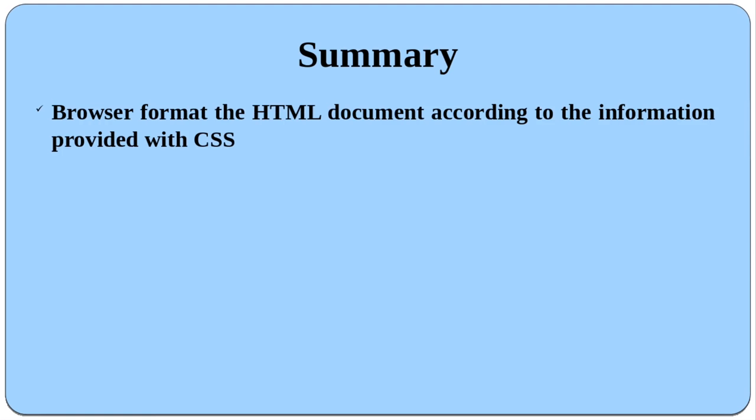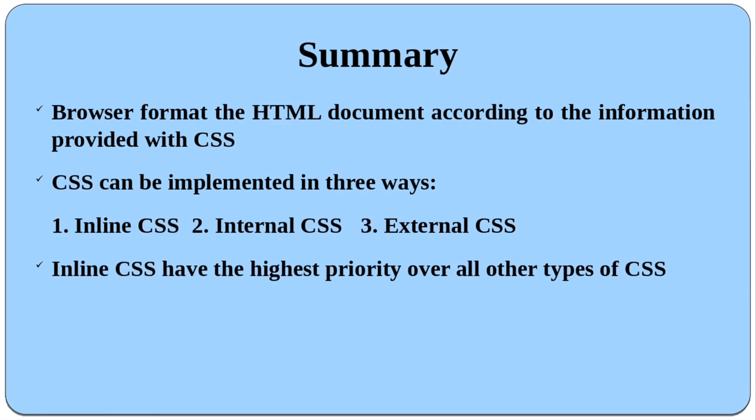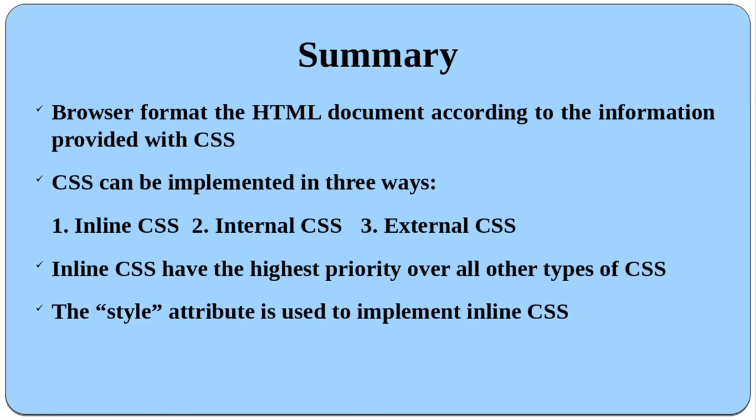Summary of this session: browser format the HTML document according to the information provided with CSS. CSS can be implemented in three ways: inline CSS, internal CSS and external CSS. Inline CSS have the highest priority over all other types of CSS. We use the style attribute to implement inline CSS.